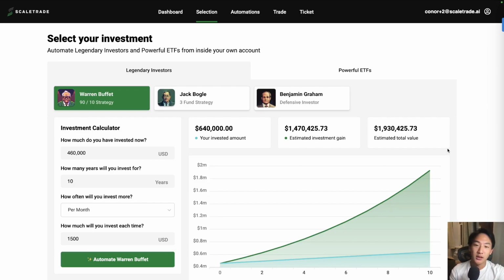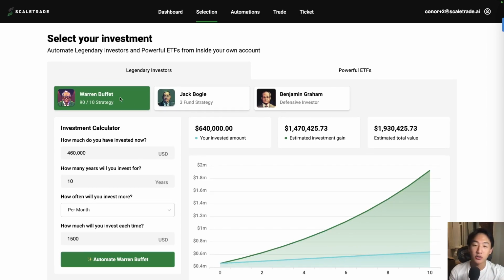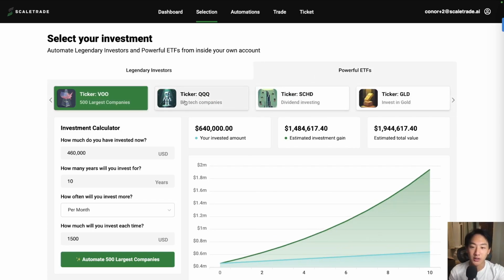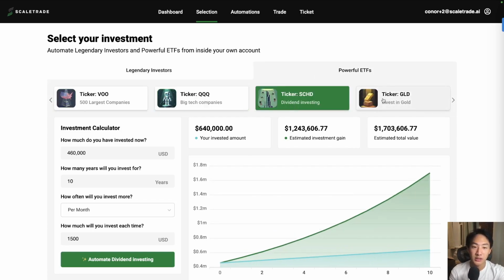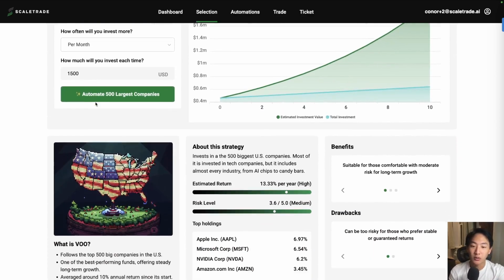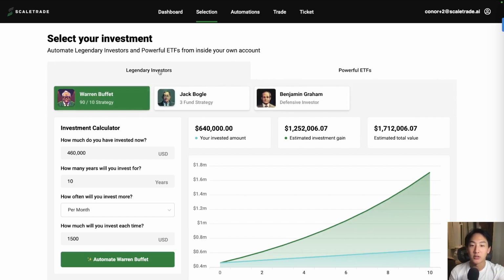So, Scale Trade has become the easiest platform for a beginner to start investing by simply copying the tried and true investment strategies of legendary investors like Warren Buffett, Jack Bogle, and Benjamin Graham. We even offer the ability to dollar cost average into very well known ETFs, but we've packaged it in a way where it's much more digestible, less intimidating, and overall easier to visualize and get started.